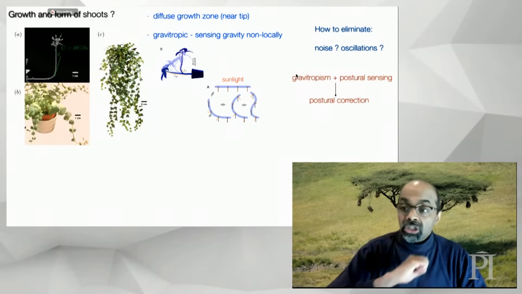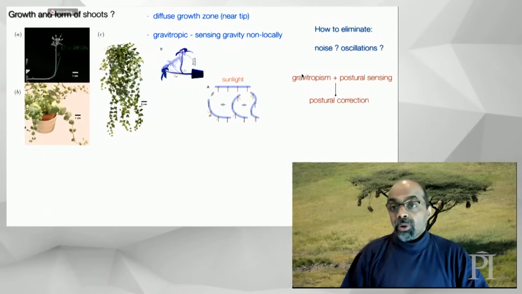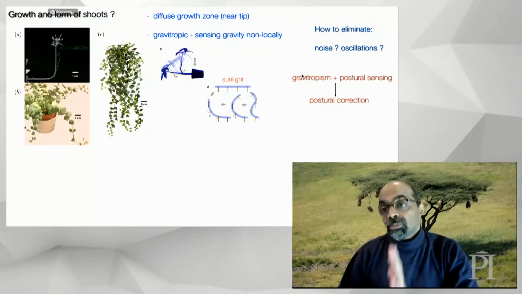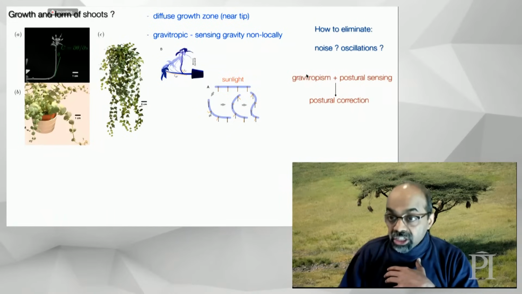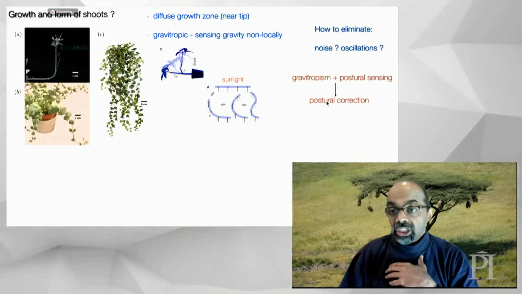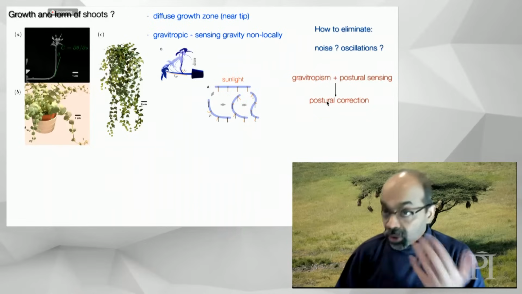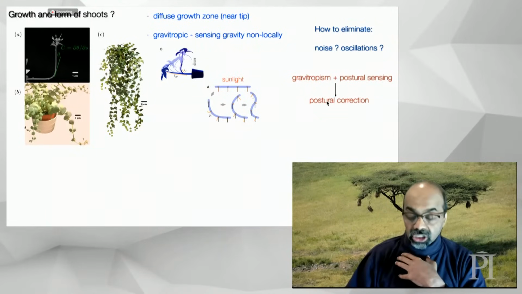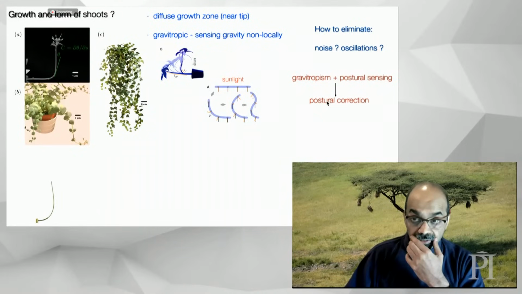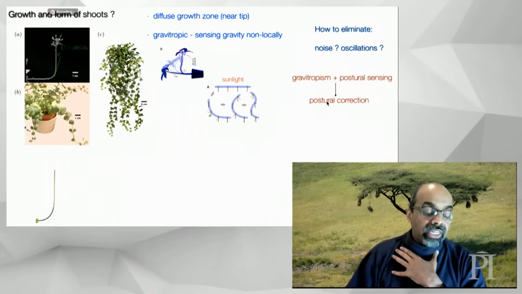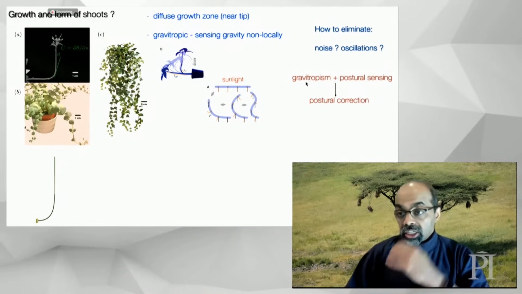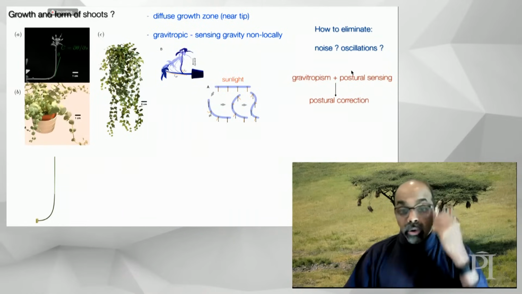So they have a way to measure their own posture. And if they have a way to measure their own posture, that means they want to try and be as straight as possible, but they also want to try and grow as much as possible against gravity. A combination of gravitropism, so sensing gravity, and their own posture, coupled with postural correction, might then be a way to make progress. And experiments have shown that this suggestion is not just a suggestion, it is valid experimentally. And from there, one can construct a theoretical framework, which is a function of how sensitive you are to the direction of gravity and how sensitive you are to your own posture.